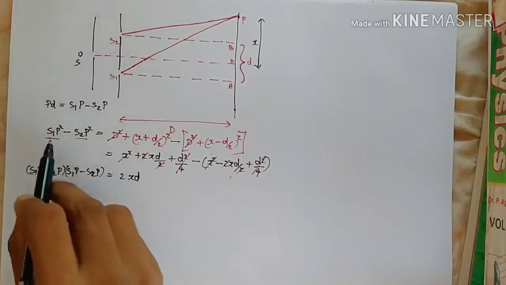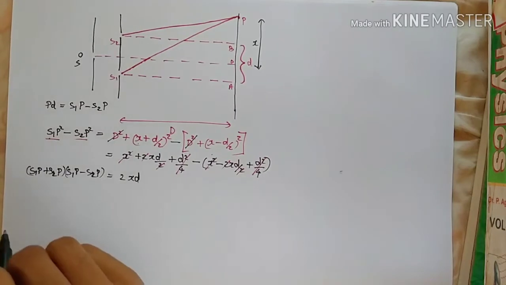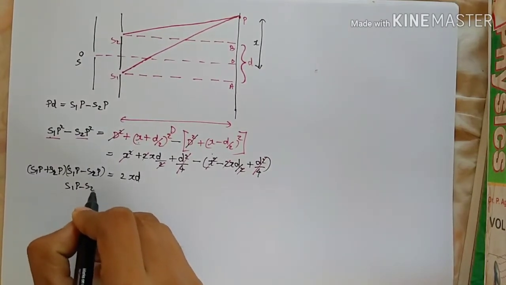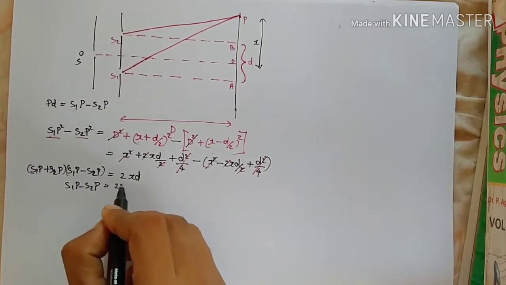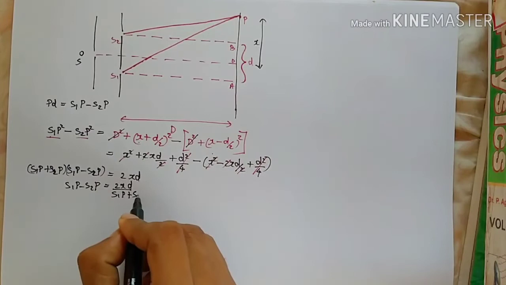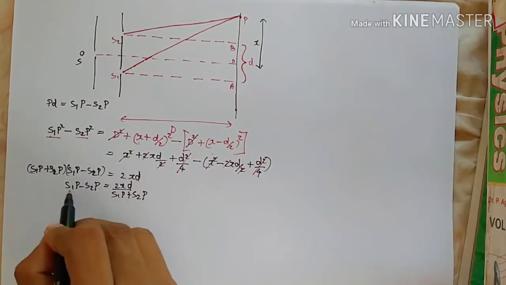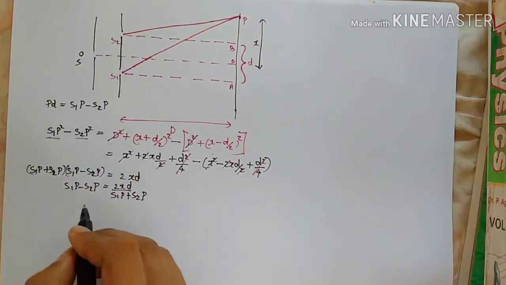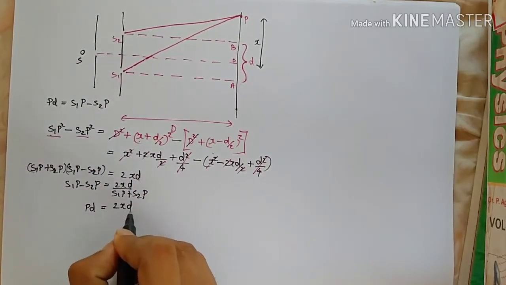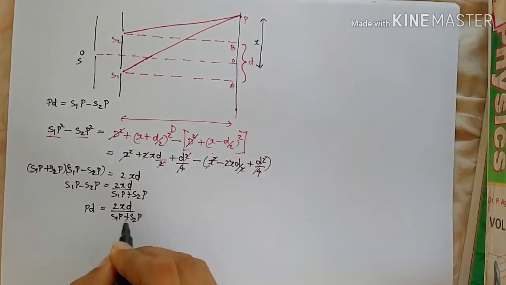It is like a² − b² = (a + b)(a − b). Then let me write S1P − S2P = 2xd / (S1P + S2P). Can I write like this? Who is this S1P − S2P? It is the path difference. Therefore, path difference = 2xd / (S1P + S2P).